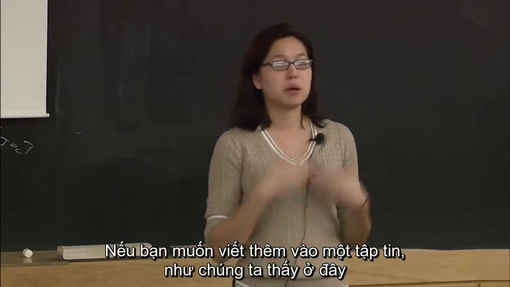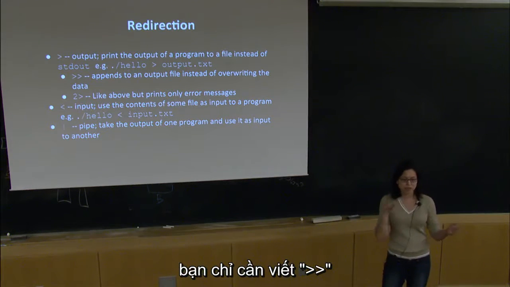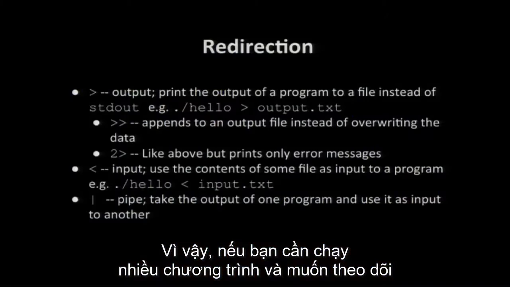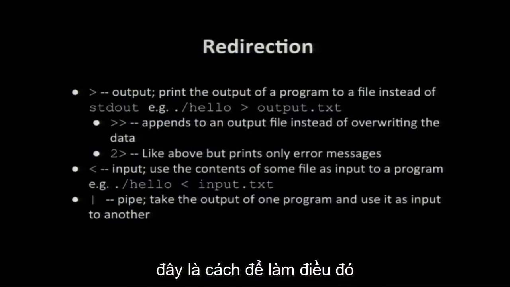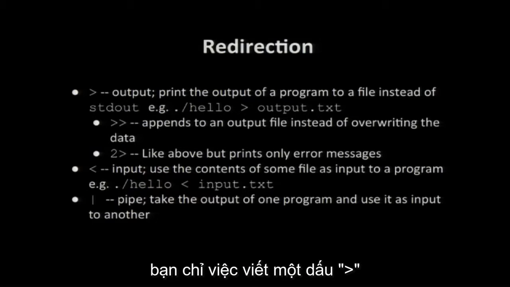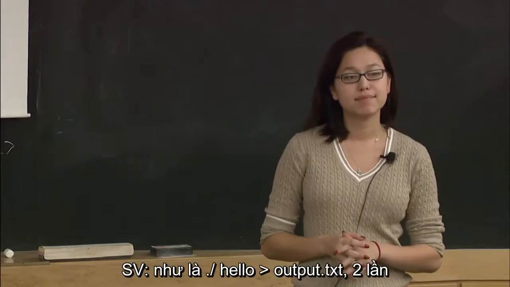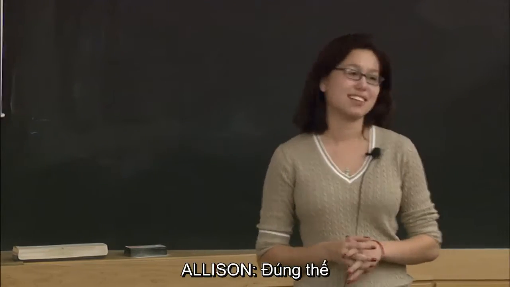Okay. So if you want to append to a file, as we see here, you just do two greater than signs, and it will append to it. It won't overwrite it. So if you need to run multiple programs and keep track of what all of them are returning to you in a file, that's a way to do it. If you don't care what's in your file and it's allowed to be overwritten, you can just use a single greater than. That makes sense to everyone? So if you do ./hello greater than output.txt twice, it'll only show on output.txt the second time.